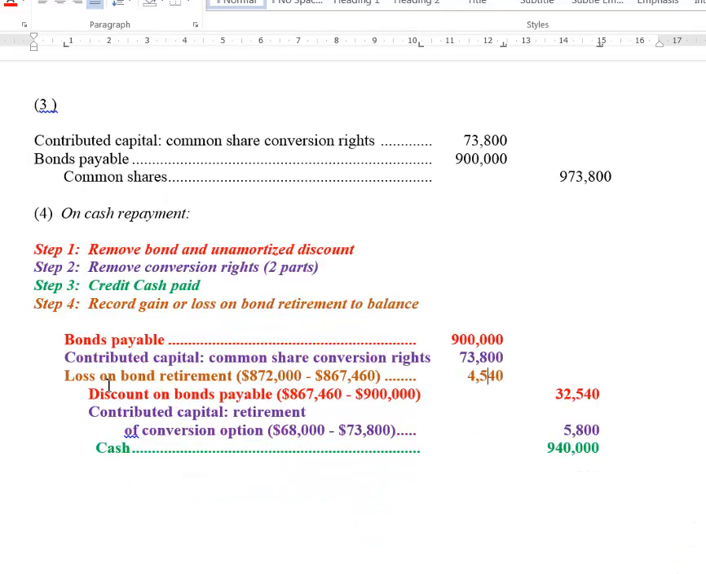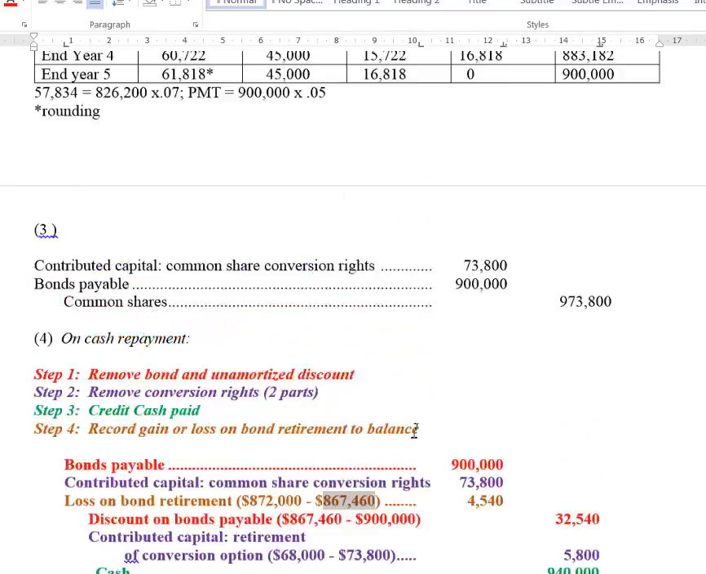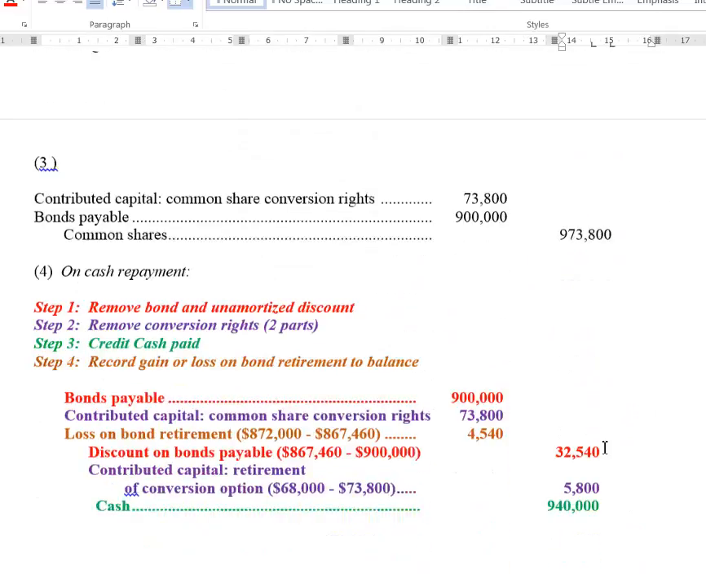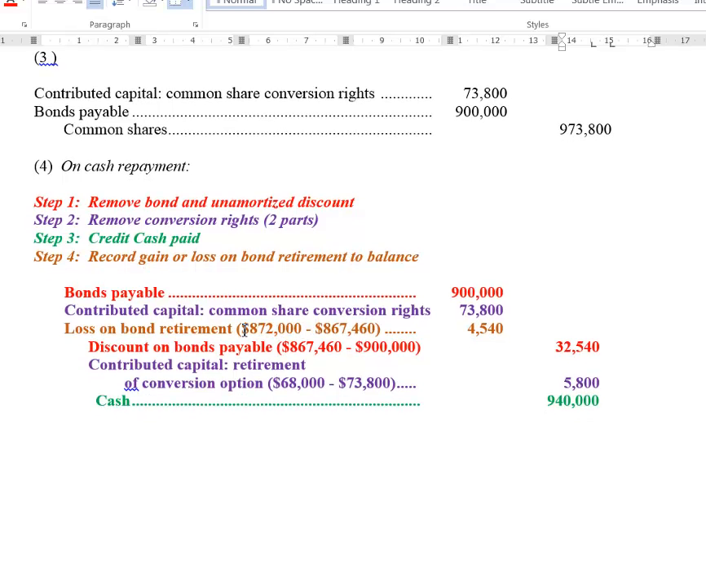So now, just to understand why this is a loss, here's something we can think about. It's costing us $872,000 to retire a bond. We've got the liability booked at $867,460. That's right in our table right here at the end of year 3, right? So the idea is, if it's costing us as AMC $872,000 to retire the bond, and the bond is only booked at $867,460, then we've got a loss of the difference, which is $4,540.